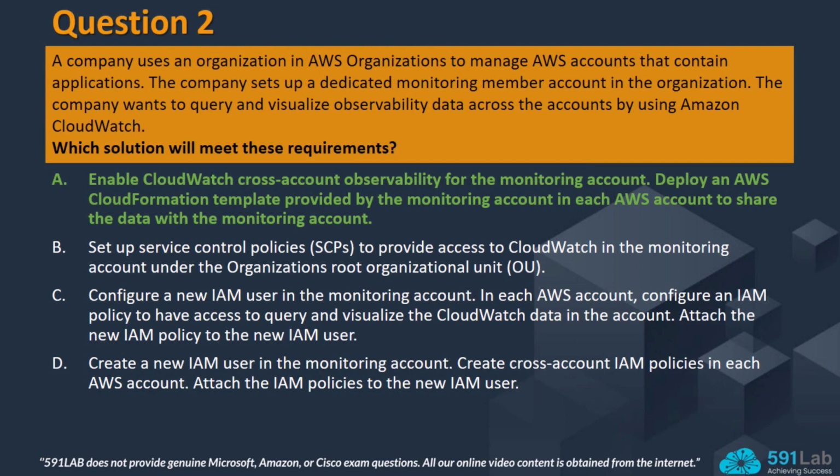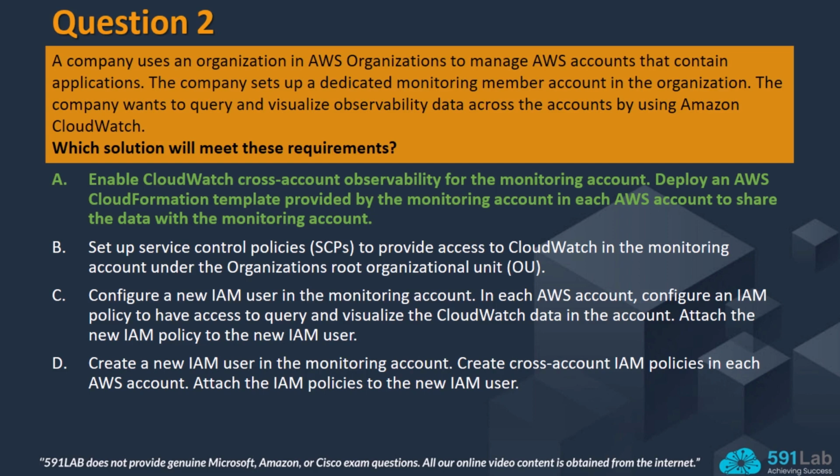Option C. Configure a new IAM user in the monitoring account in each AWS account. Configure an IAM policy to have access to query and visualize the CloudWatch data in the account. Attach the new IAM policy to the new IAM user. This option involves setting up IAM users and policies in each account individually, which can be more complex and less scalable than using CloudFormation templates for centralized management. So this is not the correct answer.